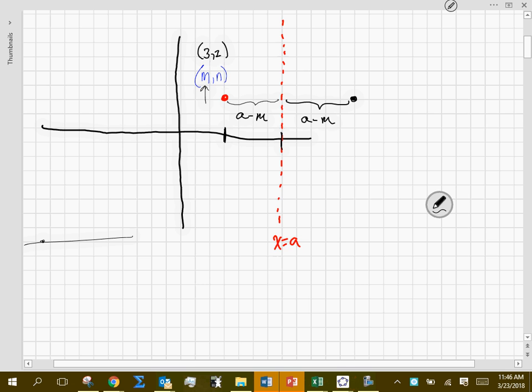So my point here, let's call this P over here, and we'll call this P prime. My point P prime is going to have an ordered pair. Now, what is the y value of this P prime? It's got to be n. It's horizontal with this blue point, right? Okay.